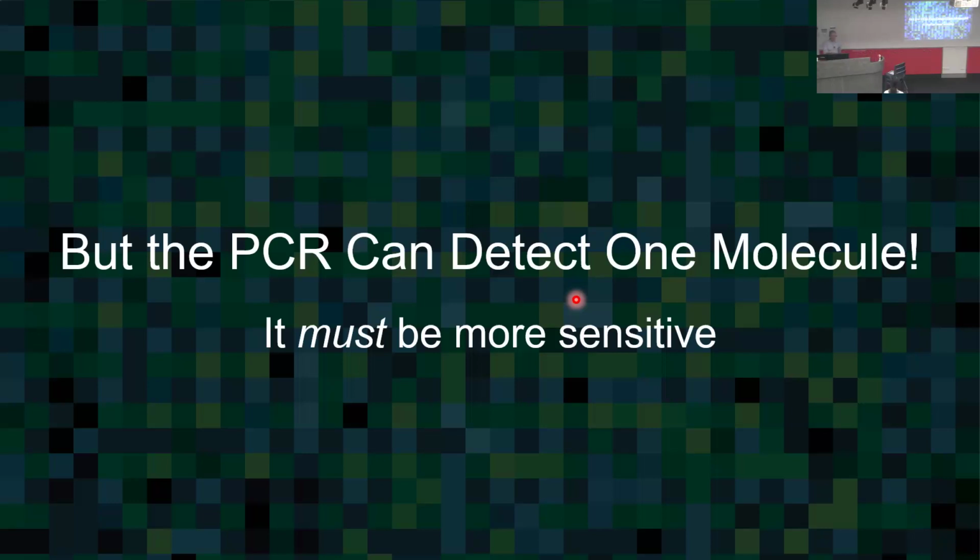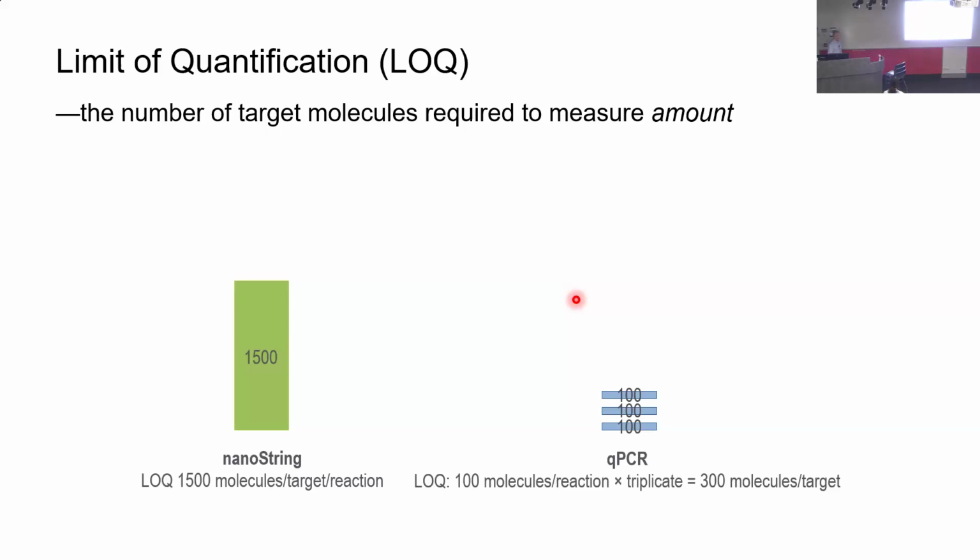But anyway, this is the other thing I hear from people: the PCR can detect one molecule. It's much more sensitive than nanoString will ever be, so I'm sticking with PCR. Not so much. It depends on the context. This is a thing called limit of quantification. It's different to limit of detection. So the limit of quantification for a PCR is not one molecule. You can't quantify one molecule. I'll show you one in a sec.